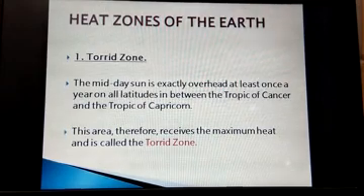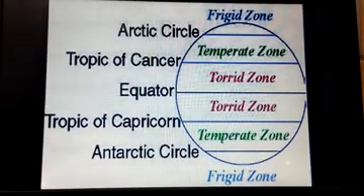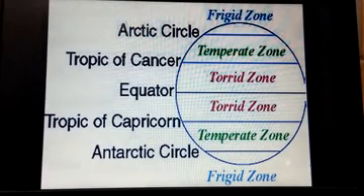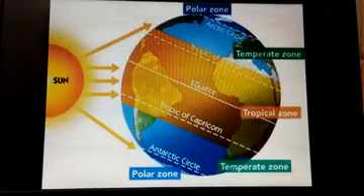So we have three heat zones. The first zone is the torrid zone, very hot zone. The second is the temperate zone. Then the third is the frigid zone. Why are these known as different zones? Why do we call these three different zones? So what is the torrid zone? You see, maybe some picture is there.